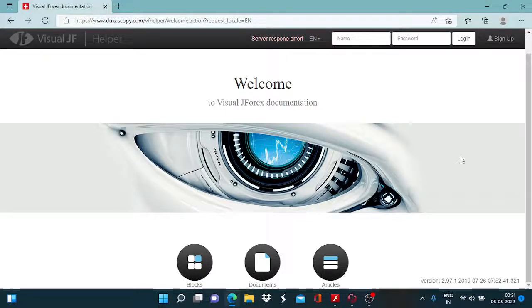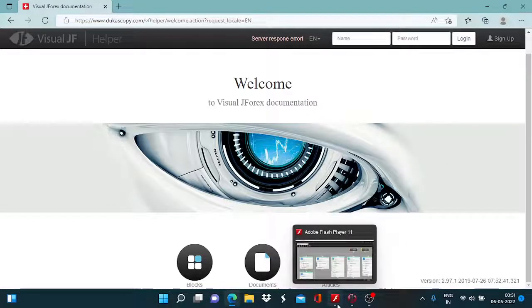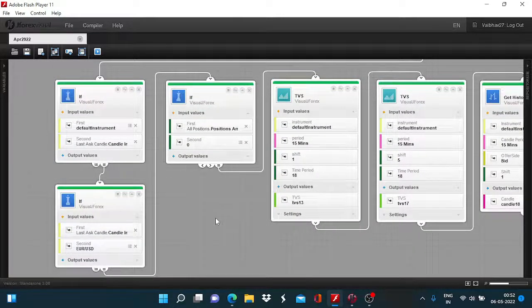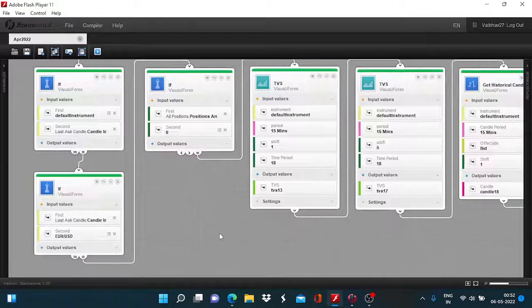Myself Vaibhav. I welcome all of you to today's session of Visual JForex, in which we will be trying to complete the algorithm using the indicator time segmented volume. This is going to be the third and final part involving this indicator. So let us now get to work using the Visual JForex board, which has been developed by Dukascopy Bank SA to make the algorithm development job quite easy.